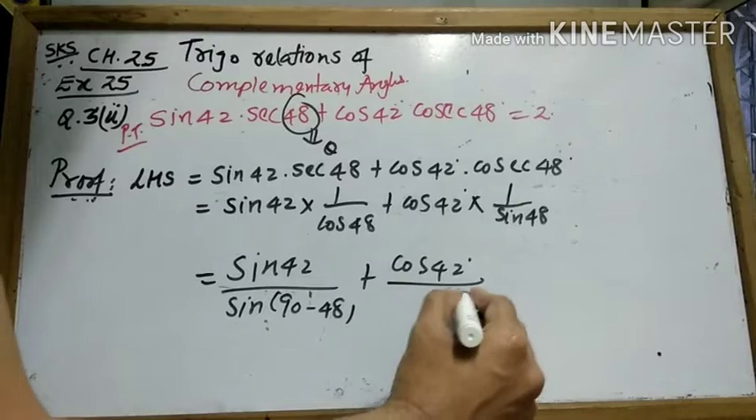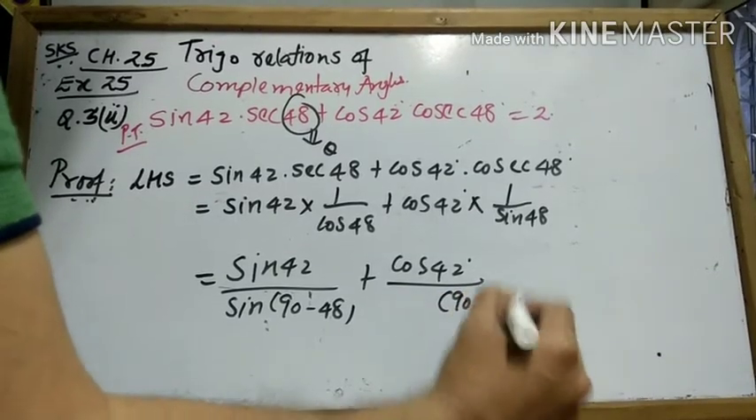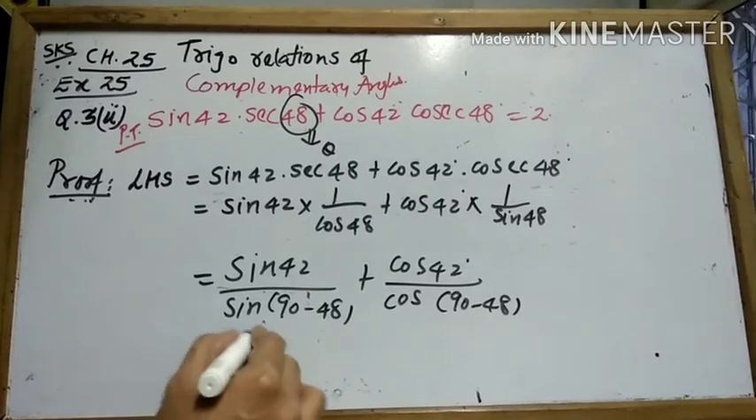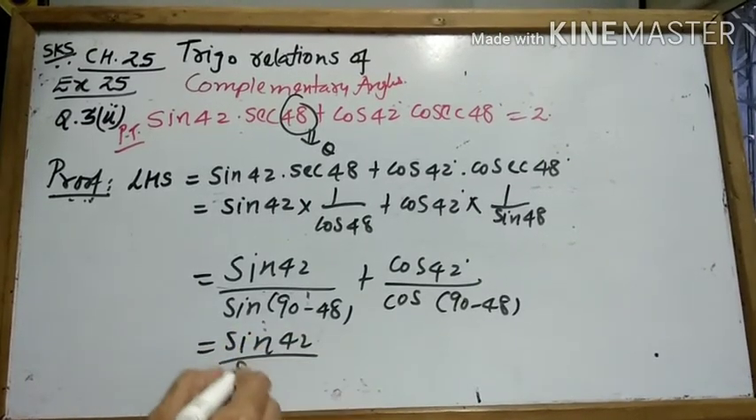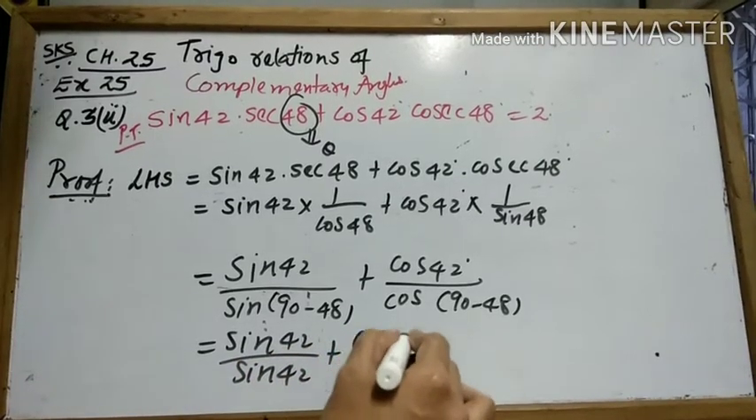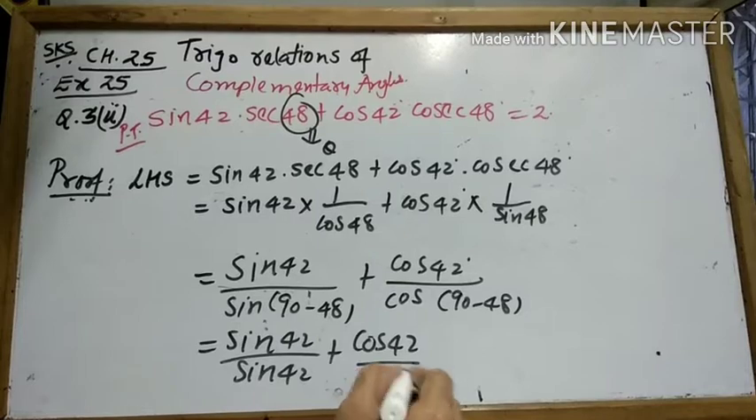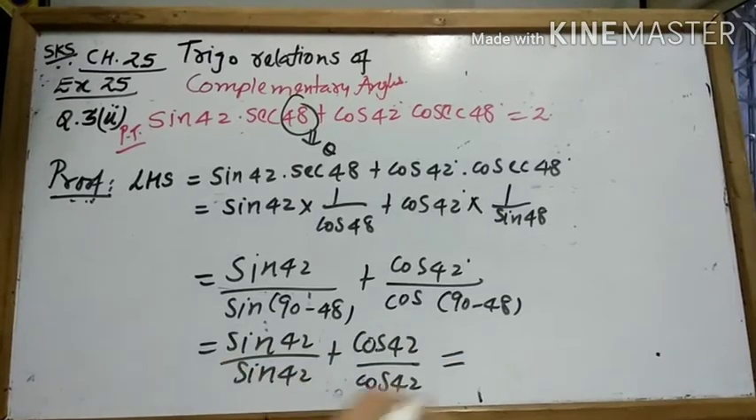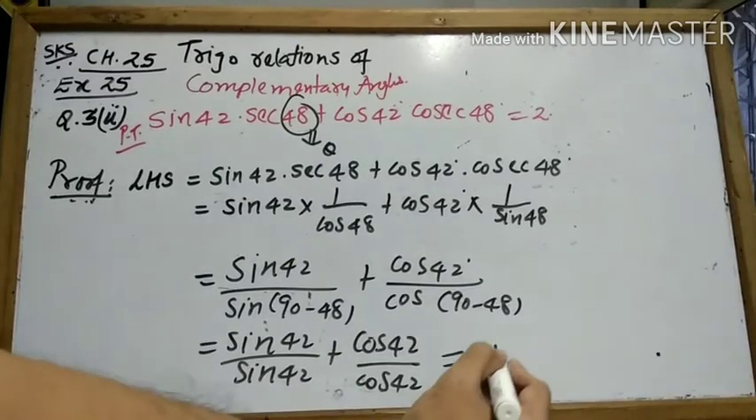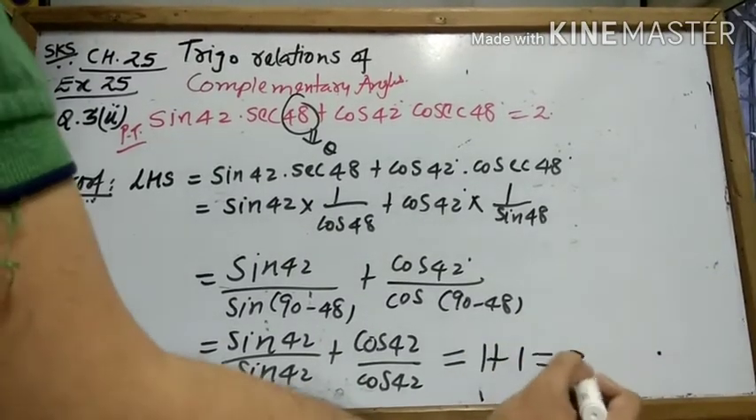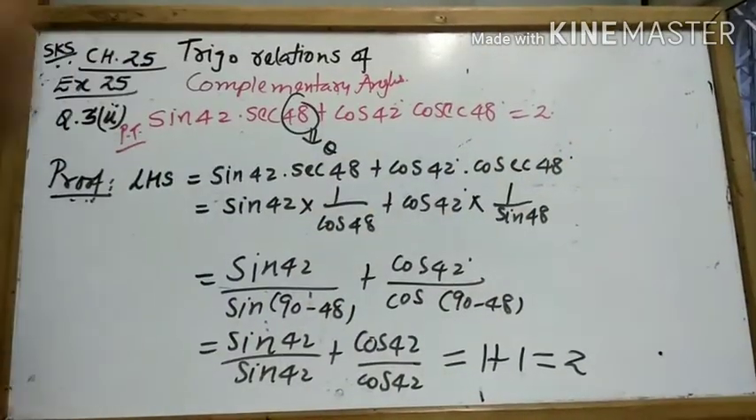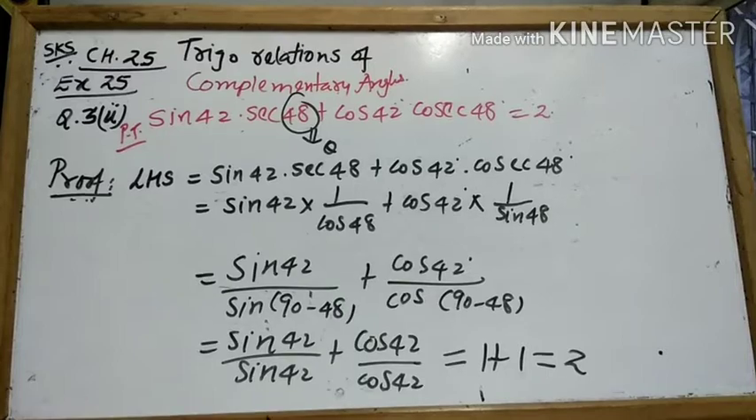over, I am changing this 90 minus 48. Ratio will change from sin to cos. Now this is sin 42 over sin 42 plus cos 42 over cos 42. Any number divided by itself, other than 0, is 1. Same thing is applicable over here. 1 plus 1, which will be equal to 2. This is the value of the left hand side. Right hand side is also 2. So I can conclude left hand side equals right hand side.